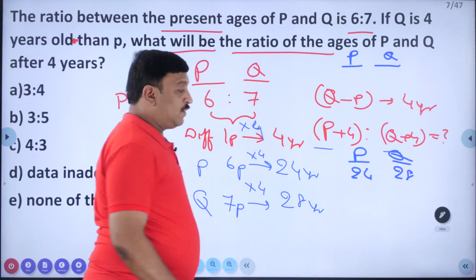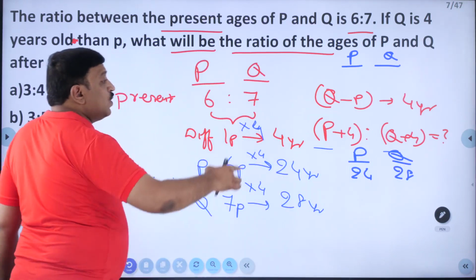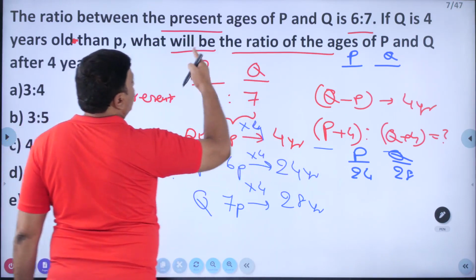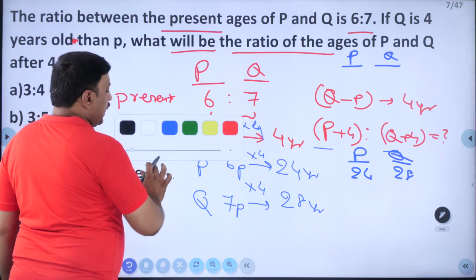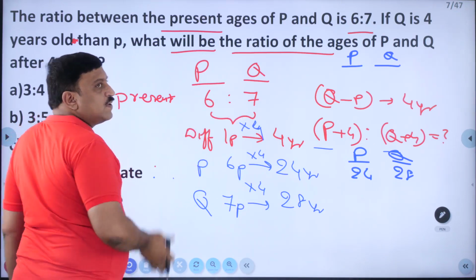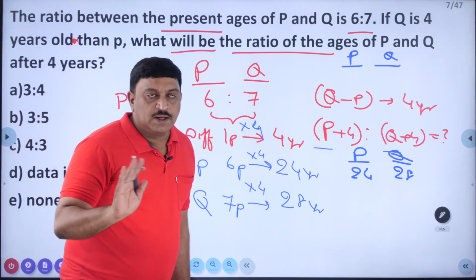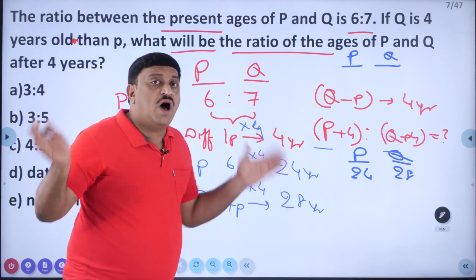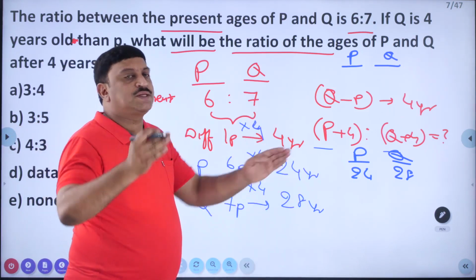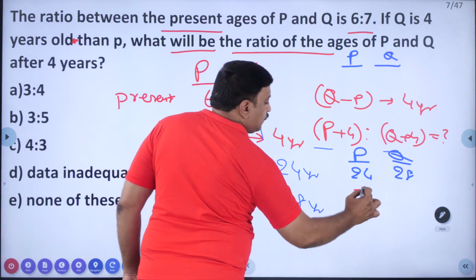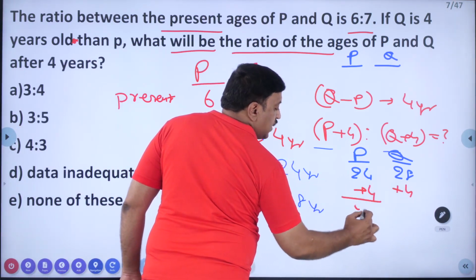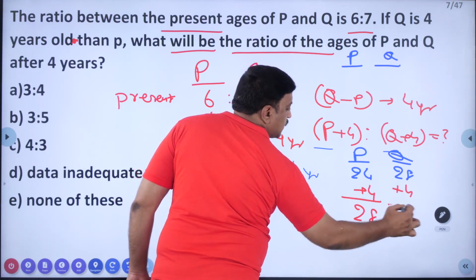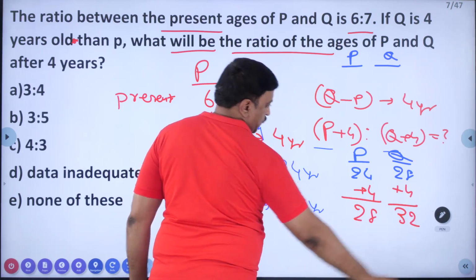Okay, but now we don't need the present ages ratio, they have already given it. No need to go for the present ages ratio, right? If you do that again, you will get 6:7. It is not the case of the present ratio. We need it after 4 years. First of all, after 4 years means add 4 years to both of them. Add 4. Then this becomes how much? 28. And this becomes how much? 32.